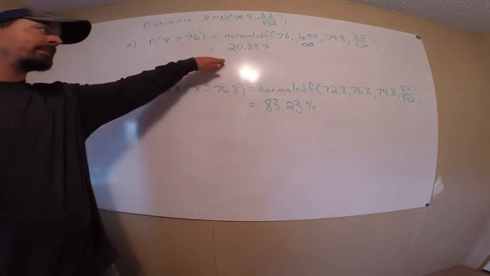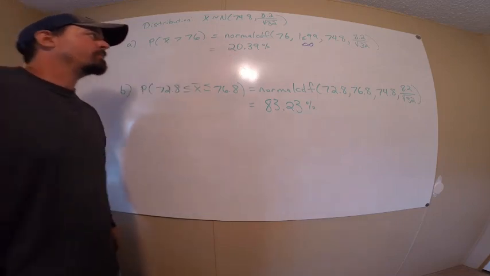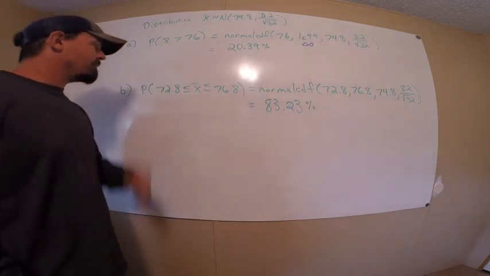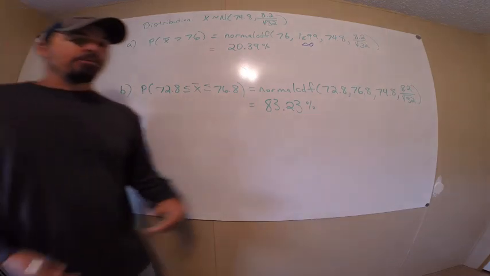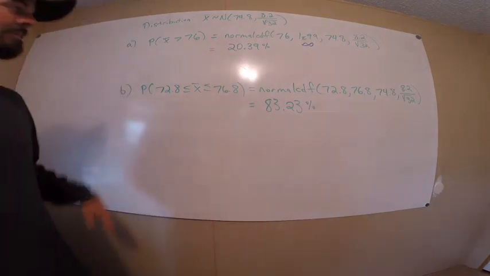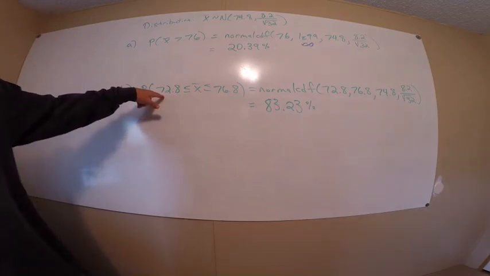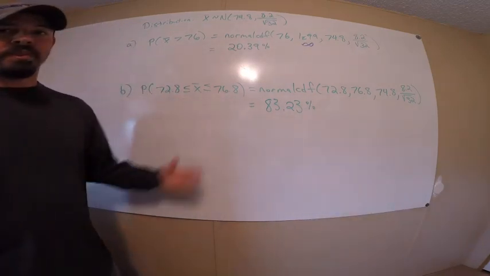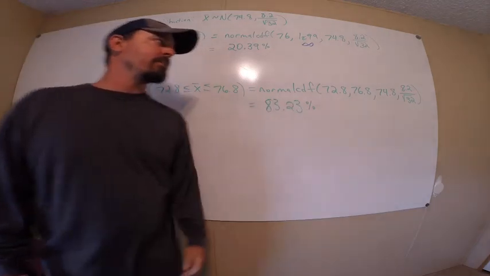You type that all in on your calculator, you should get 20.39%. Easy enough, right? Here we wanted to find the probability that it was within 2 points of either side, so between 72.8 and 76.8. We type it into our normal CDF.